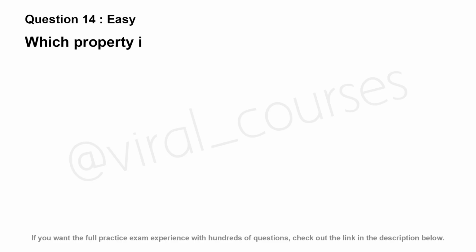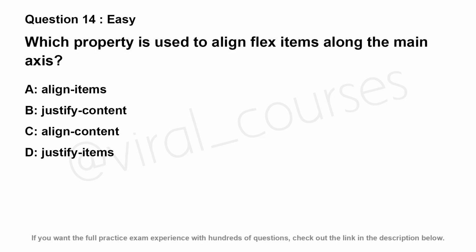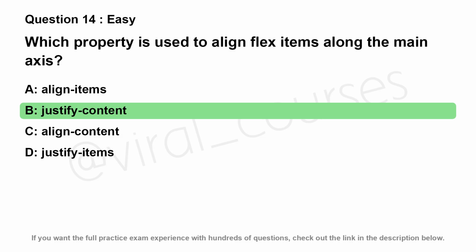Which property is used to align flex items along the main axis? Option A, align items. Option B, justify content. Option C, align content. Option D, justify items. The correct answer is B.